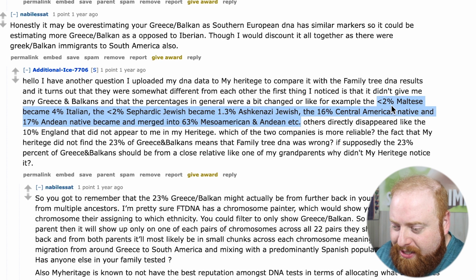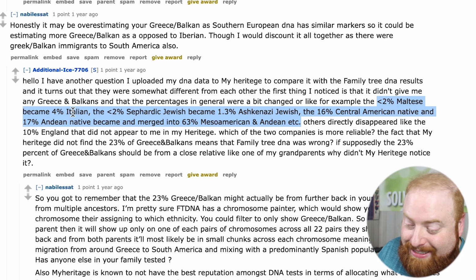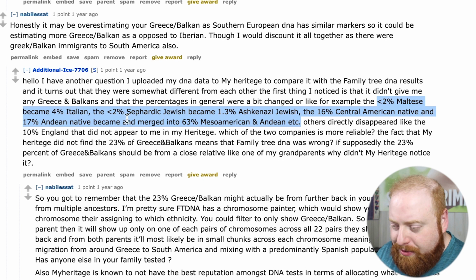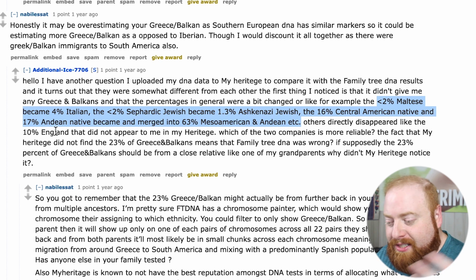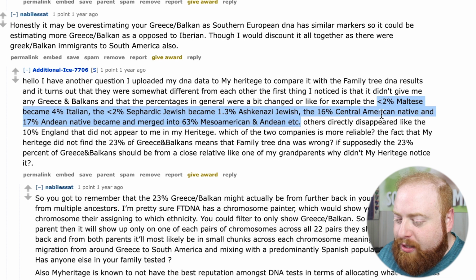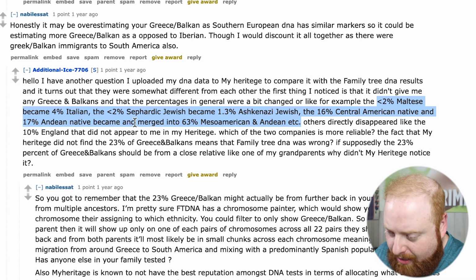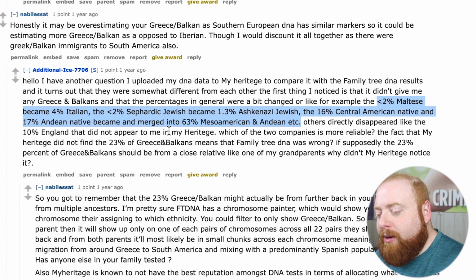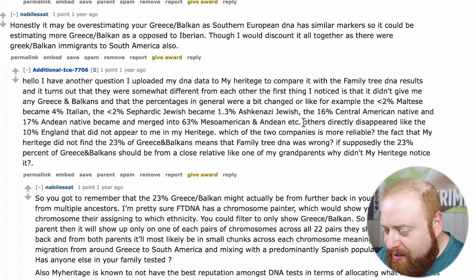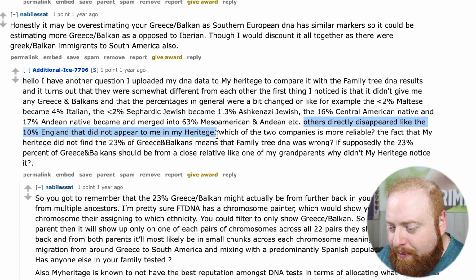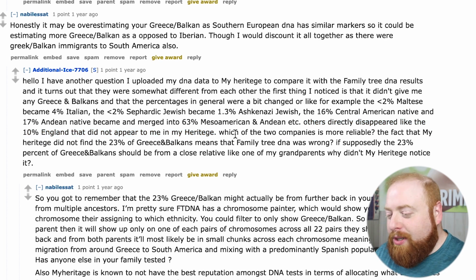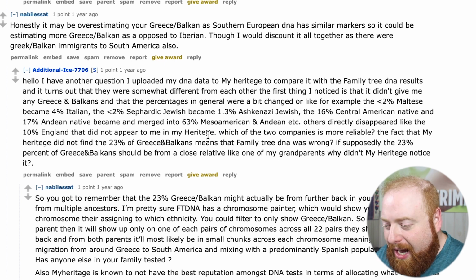So the less than 2% Maltese on 23andMe became 4% Italian on MyHeritage. The less than 2% Sephardic Jewish became 1.3% Ashkenazi Jewish. The 16% Central American Native and 17% Andean Native became and merged into 63% Mesoamerican and Andean. And then they also mention others disappeared, such as a 10% England did not appear. And then they're asking which one's more reliable, because apparently MyHeritage didn't even have the 23% Greek and Balkans.